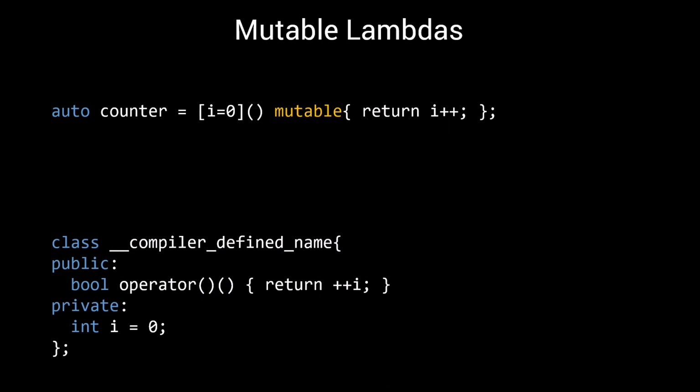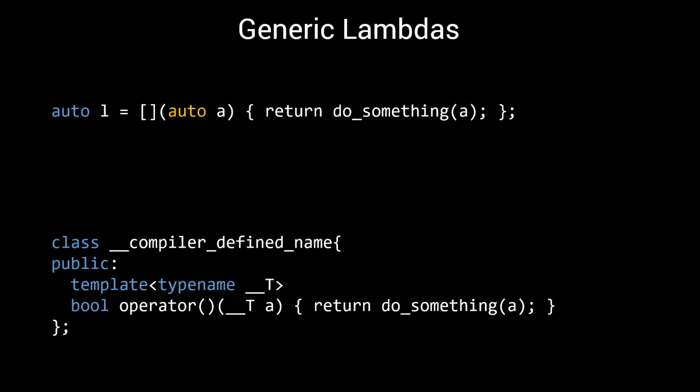The last type of lambdas I want to discuss are the so-called generic lambdas. These lambdas take their parameter using the auto keyword. If we look at the class that is generated for such a lambda, we see that generic lambdas are just normal classes where the call operator is a template under the hood.